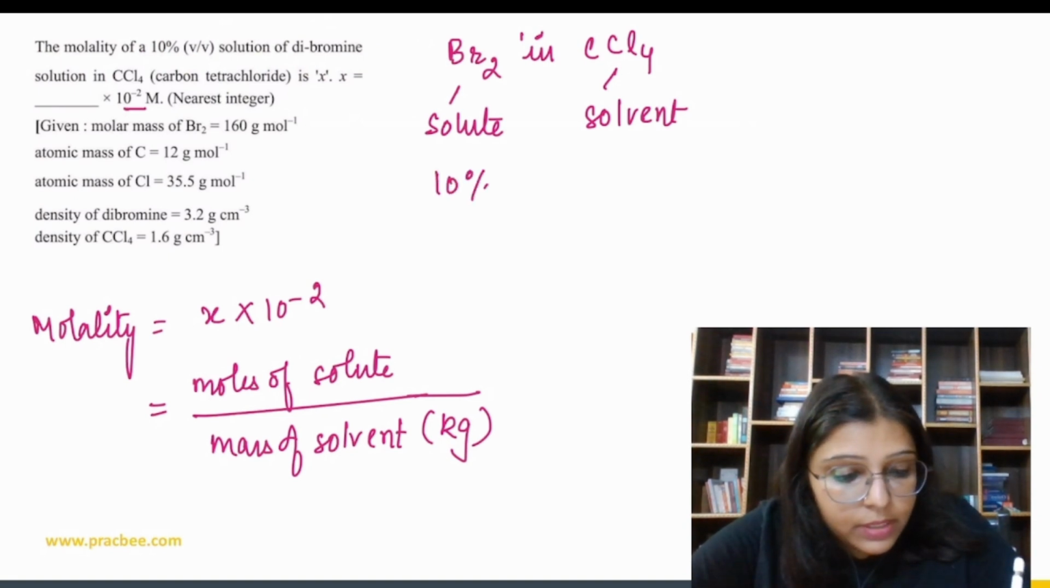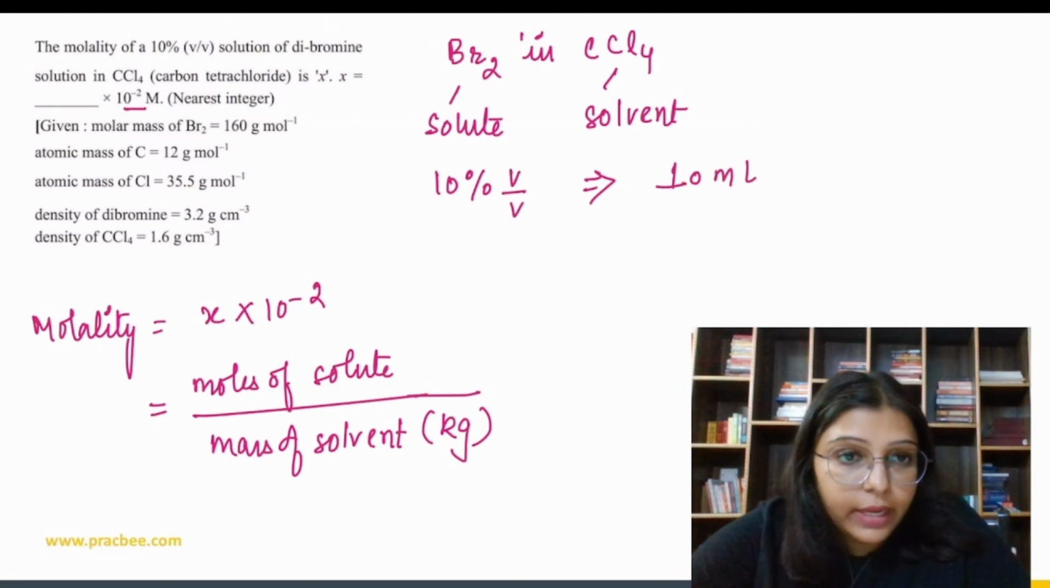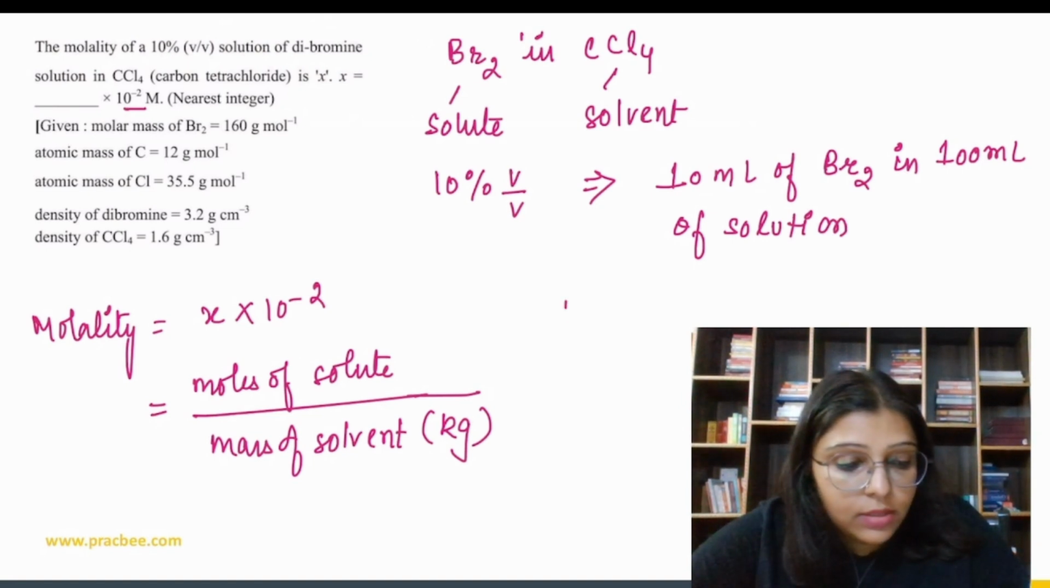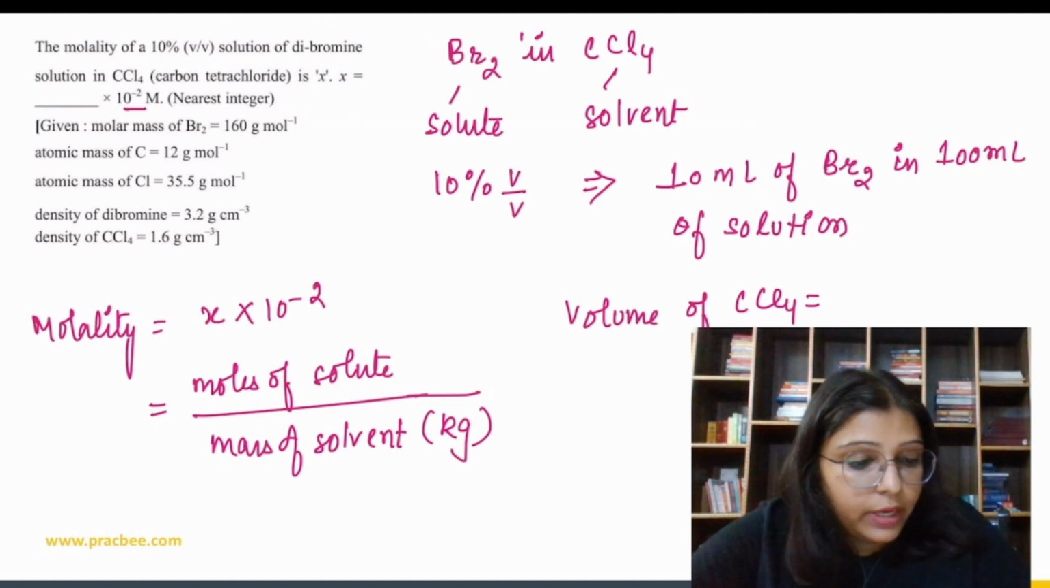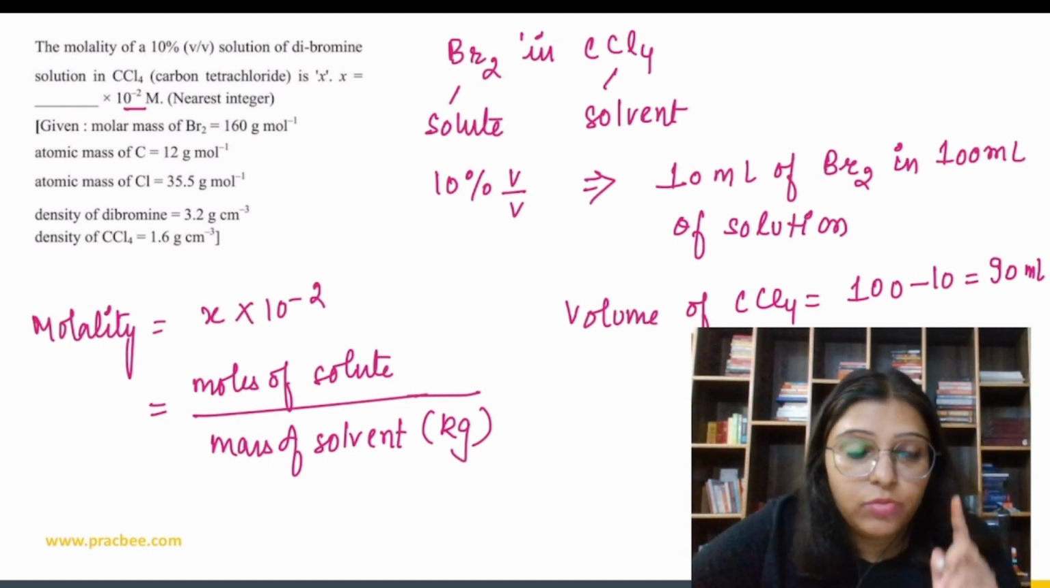So this is 10% volume by volume. 10% volume by volume means 10 ml of Br2 in 100 ml of solution. 100 ml of solution, which means not mass, volume of CCl4 is equal to 100 minus 10, which is equal to 90 ml. Okay, so volume of CCl4 is 90 ml and volume of Br2 is 10 ml. It means volume of solute is 10 ml.